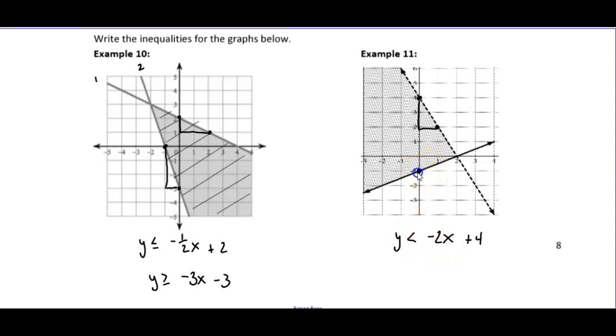And the final one is a negative 1. We're going up 1 unit. We're going to the right 2. So that looks like positive 1/2 x. And this is a solid line shaded above, so greater than or equal to.